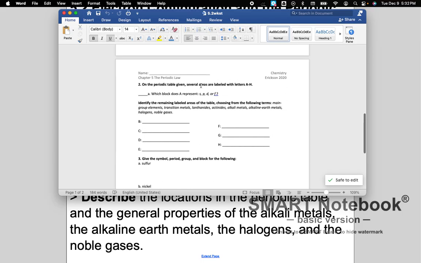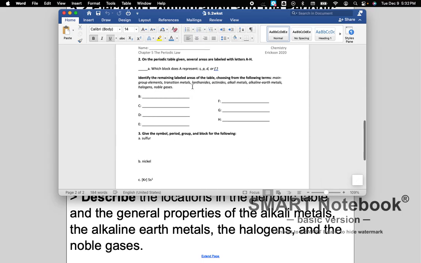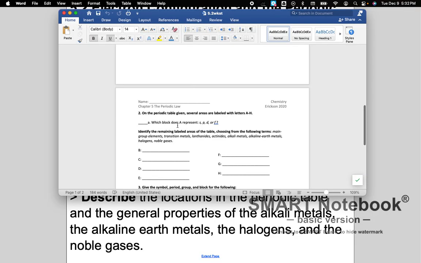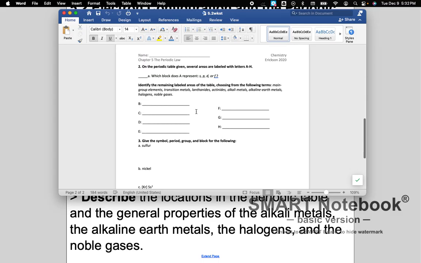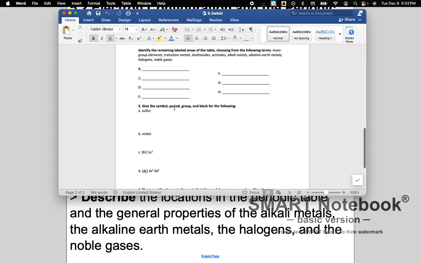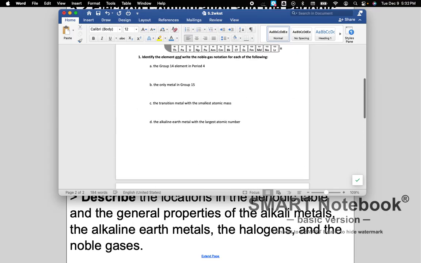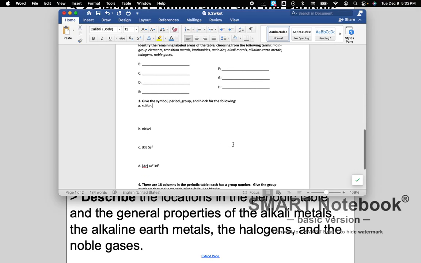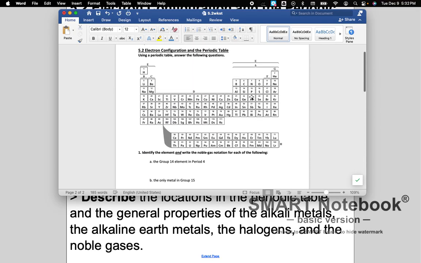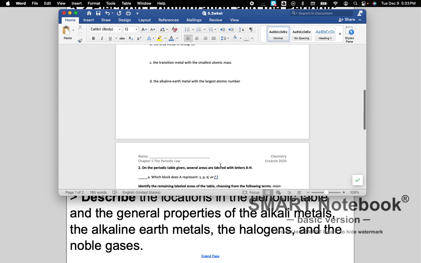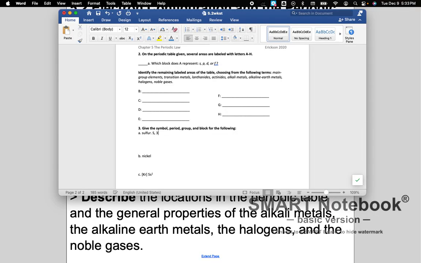And then on the periodic table given on the first page, which block does A represent, and then identify what each of these letters represent. I give you a nice little word bank. Here it says give the symbol, period, group, and block for the following. So for sulfur, the symbol is S. Okay, so I'd write a capital S. And then the period is the row. So here's sulfur. So it's in 1, 2, 3 periods. So 3. It's in period 3.